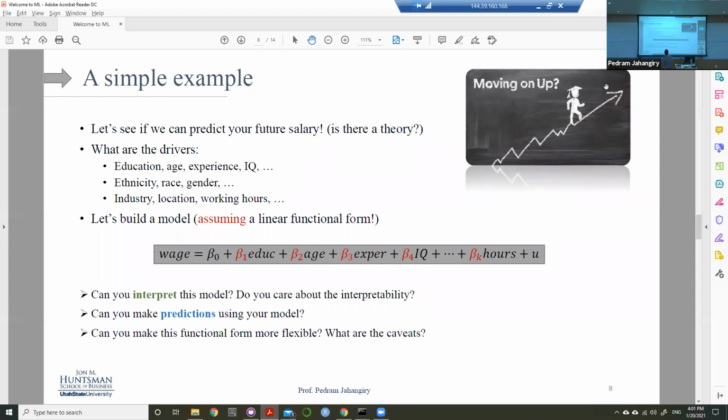So start with this. Is there a theory for it? What's your answer? No. There's no theory connecting your salary, your wage, with some underlying factors. What are the underlying factors? Education, age, experience, IQ, ethnicity, race, gender, let's say industry, location, working hours, talents, you name it, right? These are the underlying factors, and there's absolutely no theory out there for them, right?